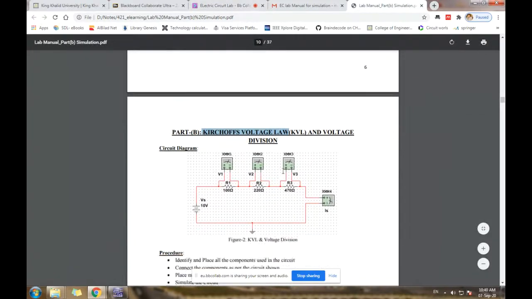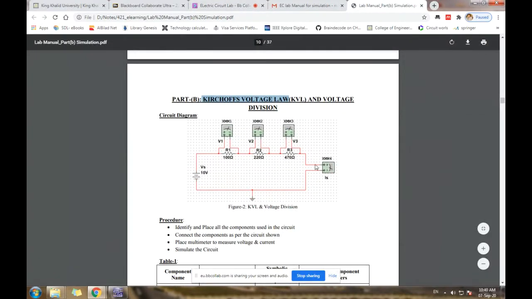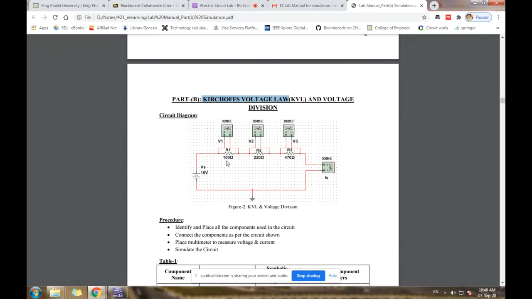Next is Kirchhoff's voltage law. This is the circuit diagram for Kirchhoff's voltage law. Check how many components are there. This is voltage source 10, R1, R2, R3. Okay, and we have ground. So from the components we have to select 1, 2, 3, 4, 5. Right? And how many components? One, two, three, four.